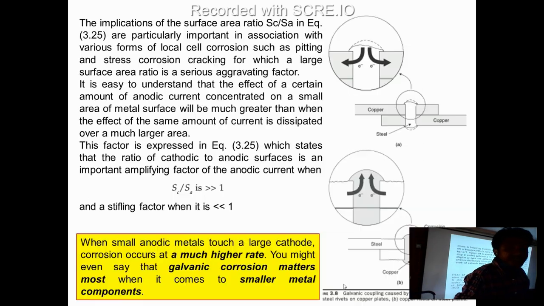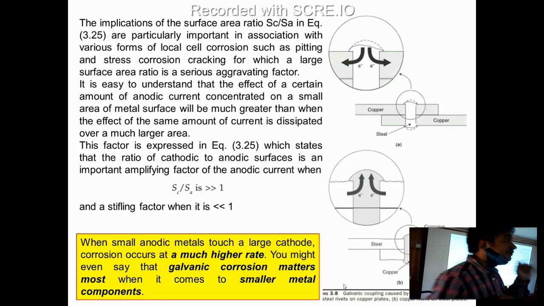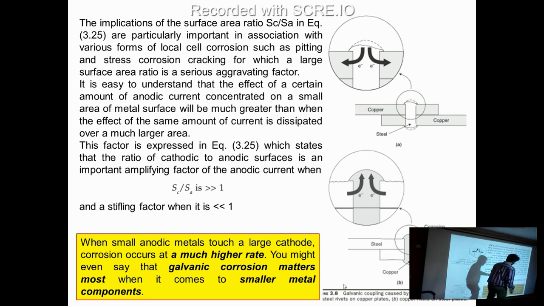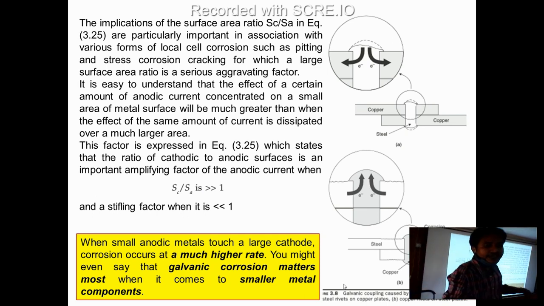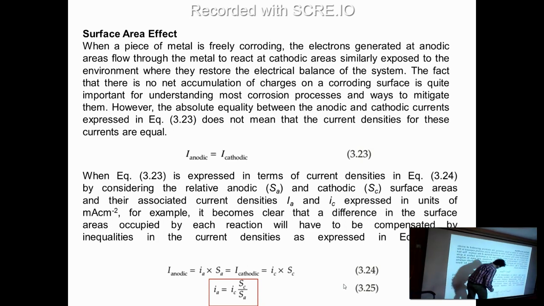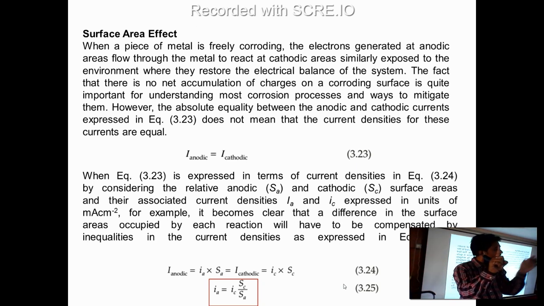Now that SC by SA is called stiffing factor or amplifying factor. This SC by SA is called amplifying factor or stiffing factor. And based on that factor, your corrosion rates will be increased or decreased. How? Just go back to the formula again. If I increase this SC by SA ratio, what will happen? SC by SA is increased. What happened to iA? Because iA is equal to iC into SC by SA. This factor is increased. It means iA will increase.